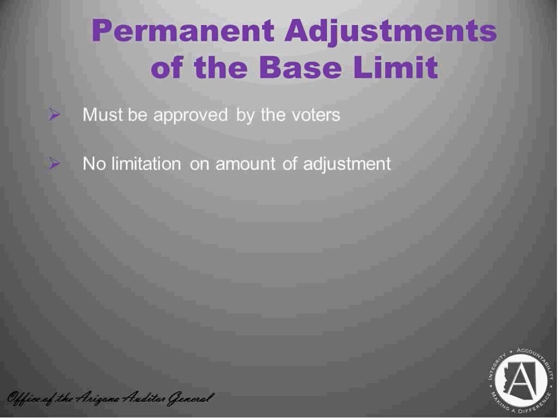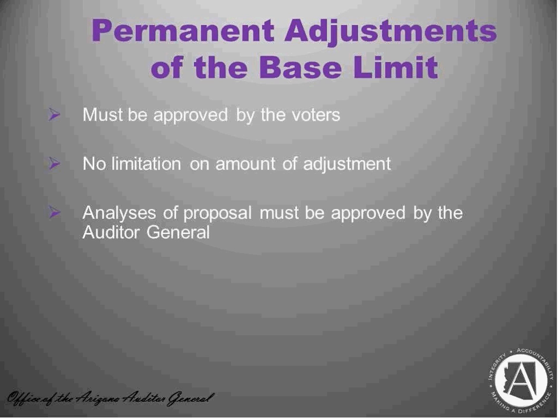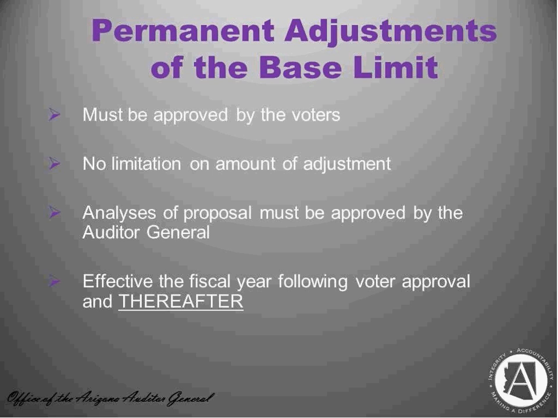About 1/4 of cities and towns, as well as several counties, have approved permanent base adjustments in the past. Additional adjustments, including home rules and one-time overrides, may still be adopted despite the approval of a permanent base adjustment. Analysis of the permanent base adjustment proposal must be approved by our office, and the adjustments are effective for the fiscal year following voter approval and each fiscal year thereafter.